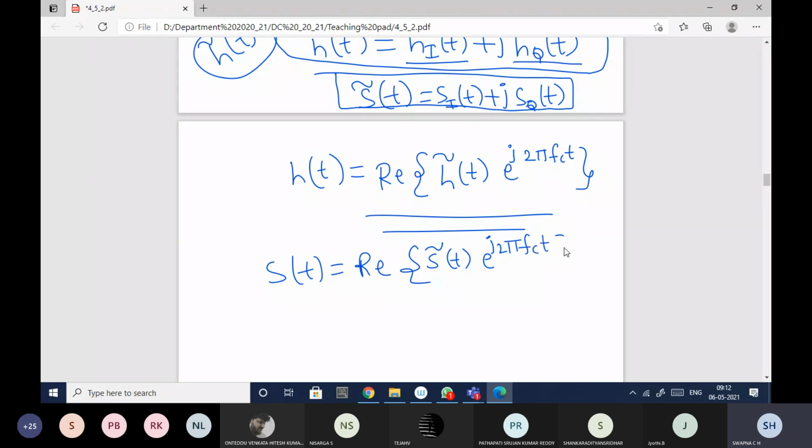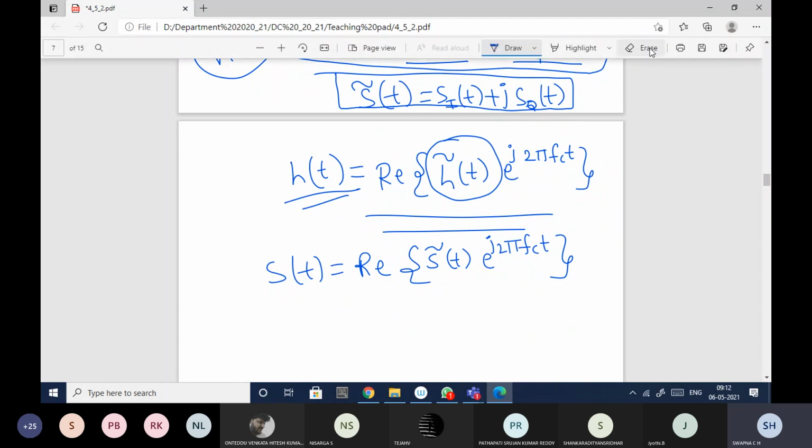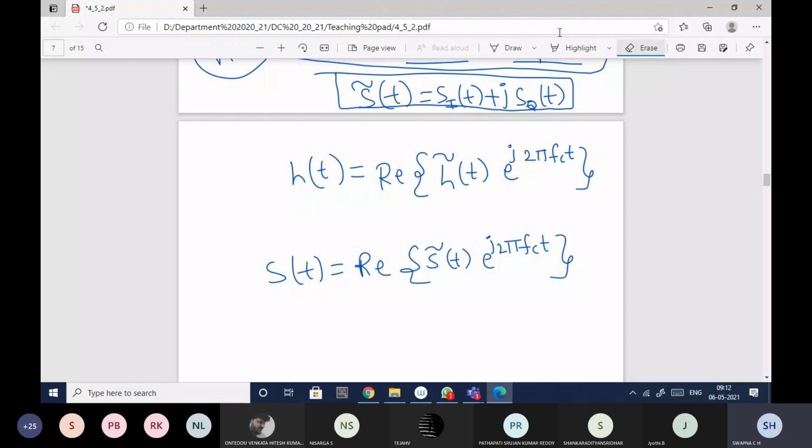Okay, in the same way, since here also I need to find the complex envelope, and if I find the complex envelope, it is not enough. I should also know h(t) in terms of that complex envelope. So to do that, I have taken the analogy between the signal s(t), which is the bandpass signal, which we have written in this way.